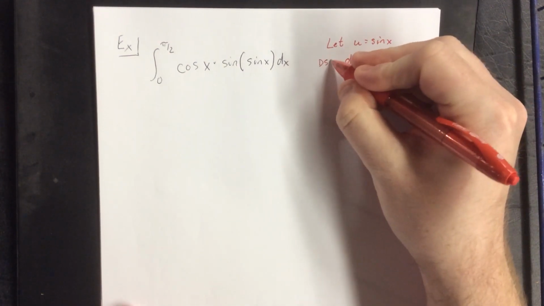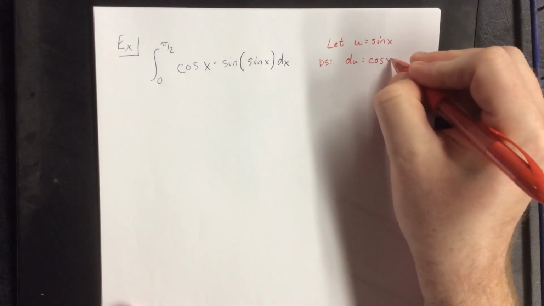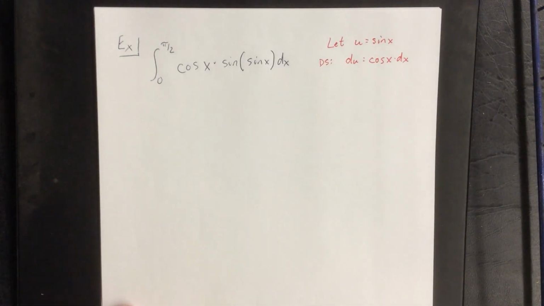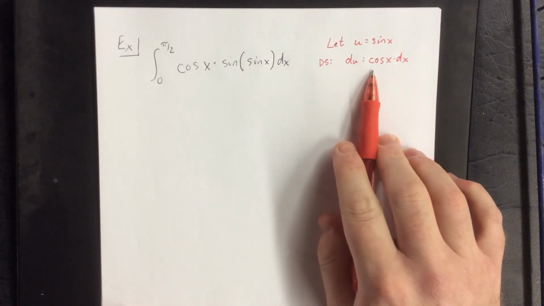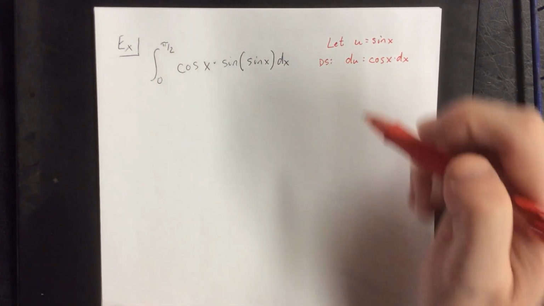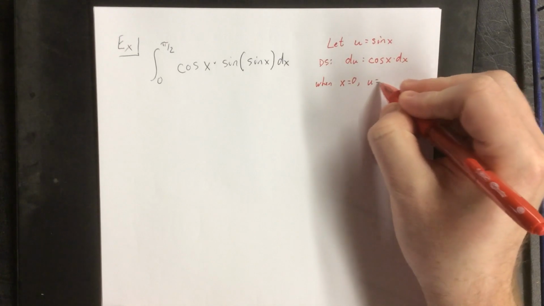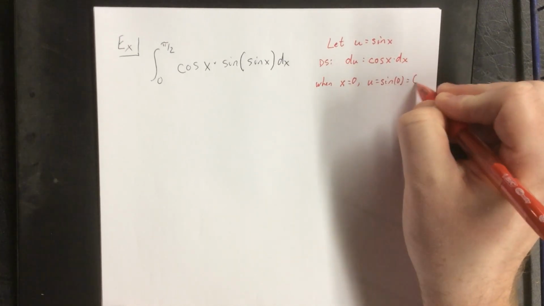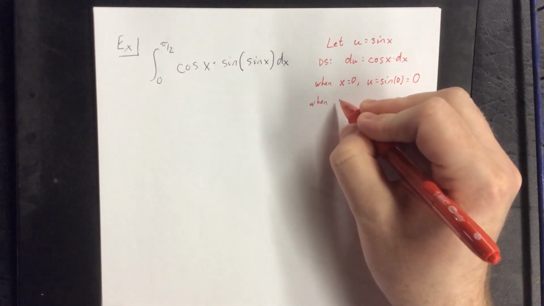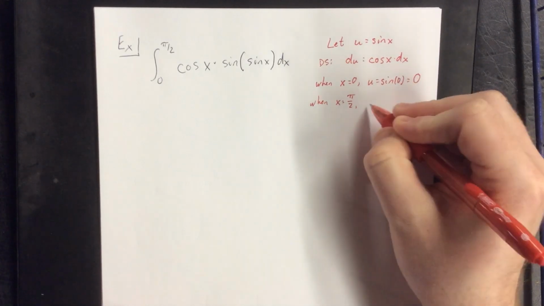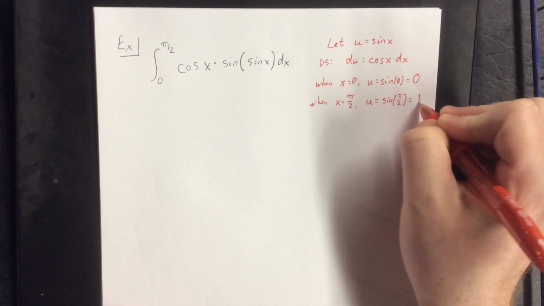For the differential substitution, that means that du is going to be equal to the derivative of the sine of x, that'll be the cosine of x dx. Now that means I can take this cosine of x and this dx and put them together as one substitution. Now for the bounds, we start with the lower bound of x equals 0, and we'll plug that into the substitution. u will be equal to the sine of 0, which is equal to 0. For the upper bound, when x is equal to pi over 2, u is going to be equal to the sine of pi over 2, which is equal to 1.